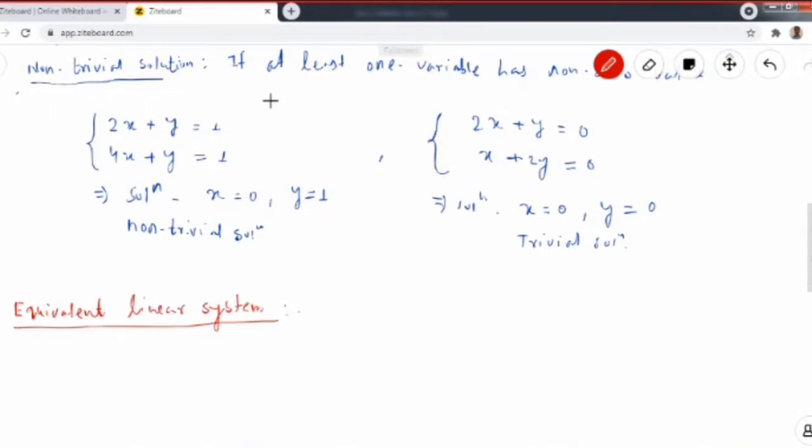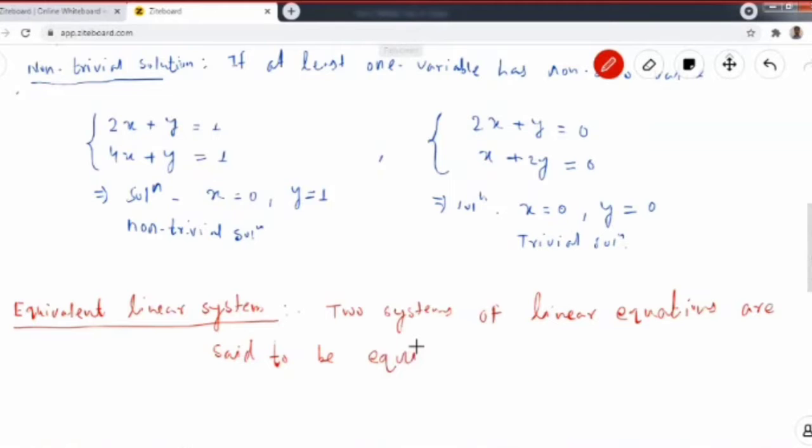Two systems of linear equations are said to be equivalent if they have the same solution set. So now let me tell you what is the meaning of solution set.